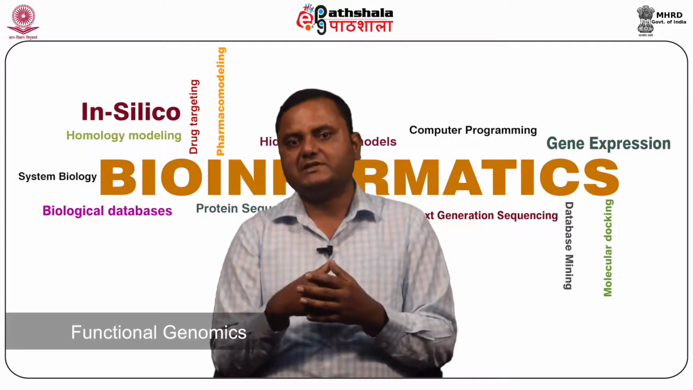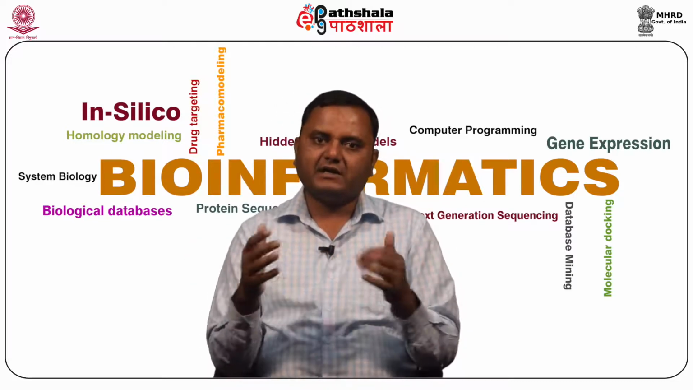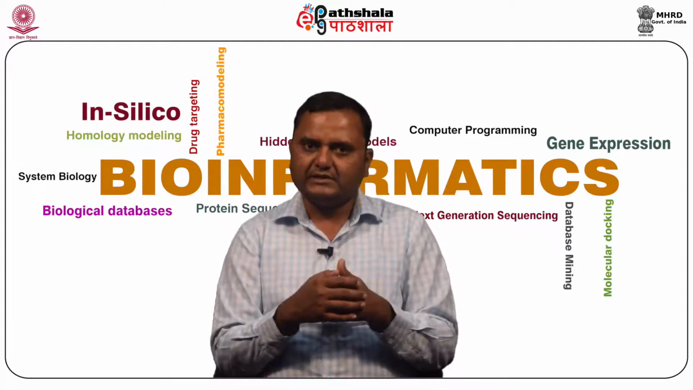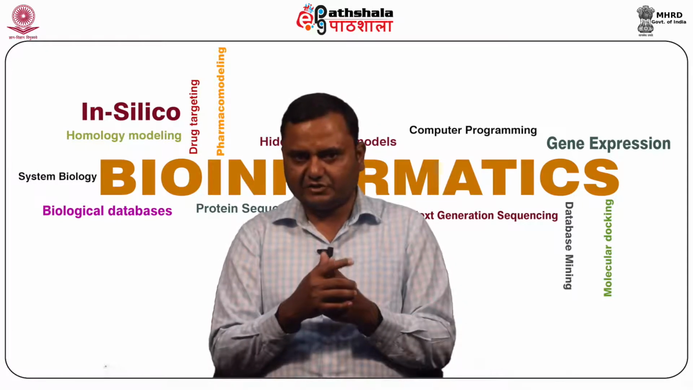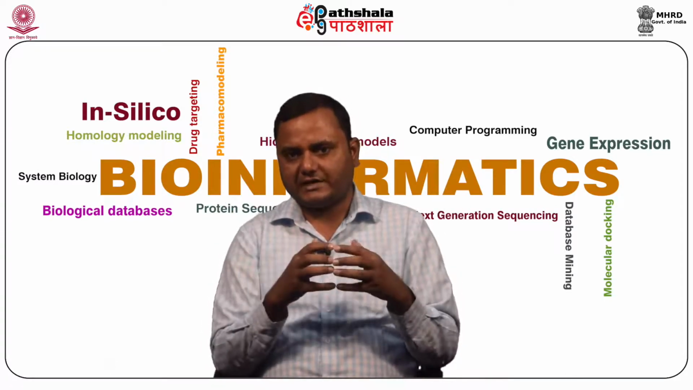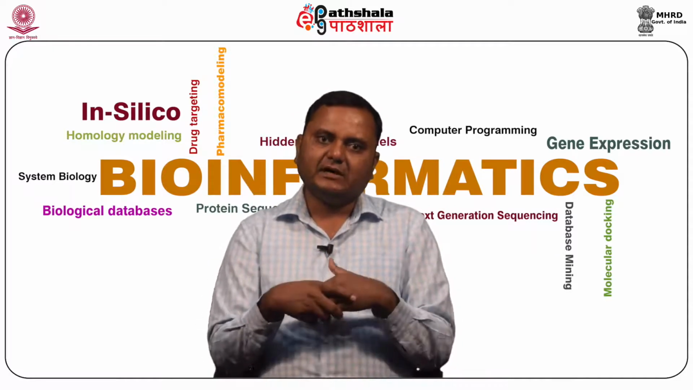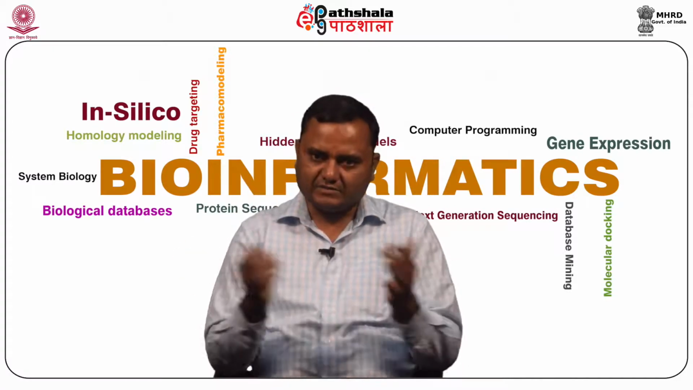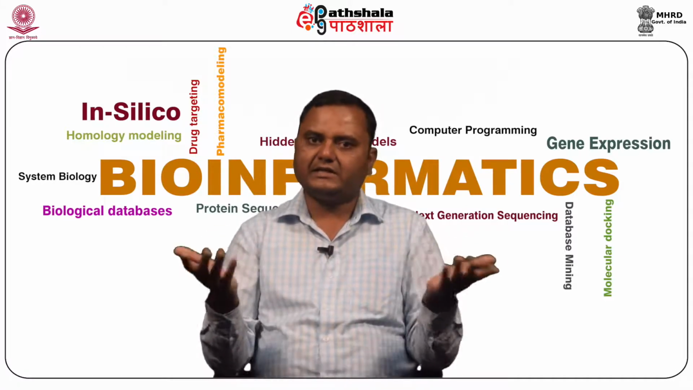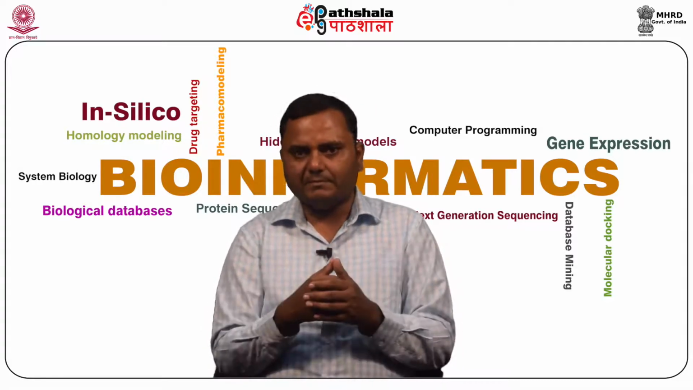Then functional genomics: these tools help to identify the function of a particular gene or a particular protein. It helps functional genomics to derive the function. Then the literature database has information about the literature, whatever research is going on, which is published in the form of papers, review articles, or letters to the editor. You can locate all these in a database like PubMed, which stores all the information.